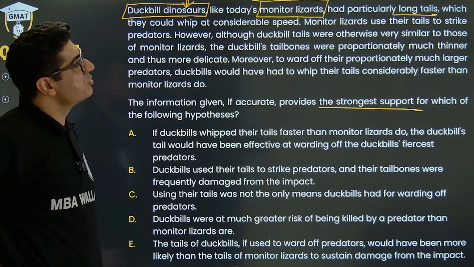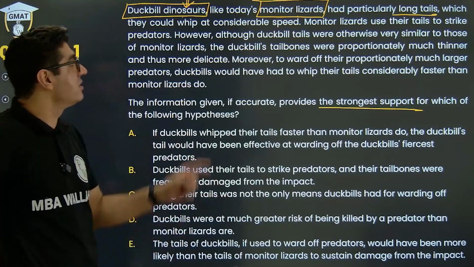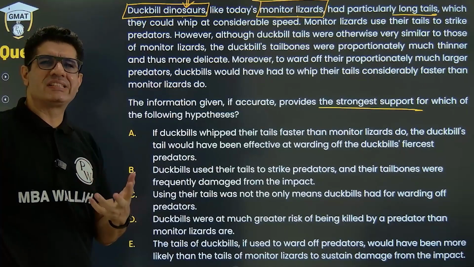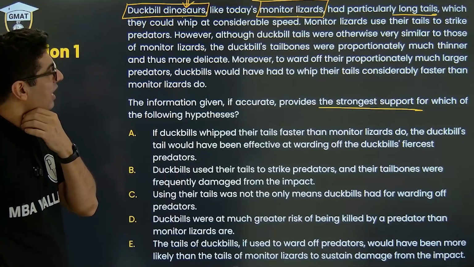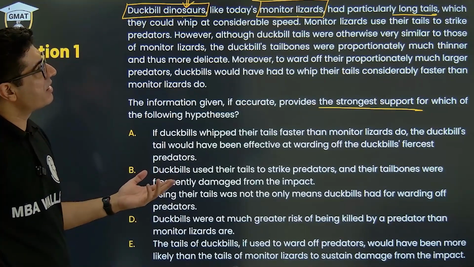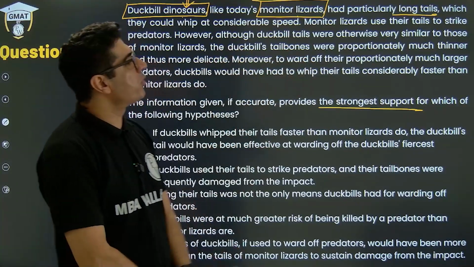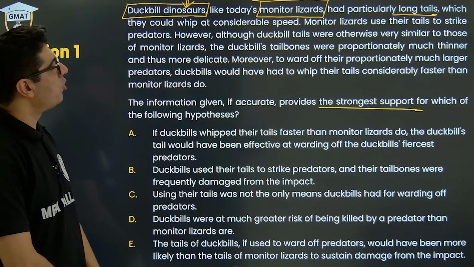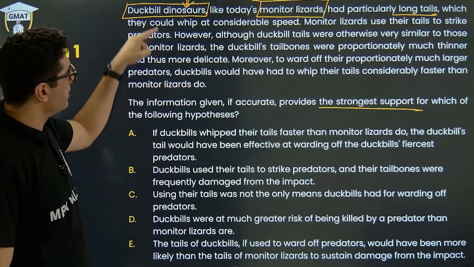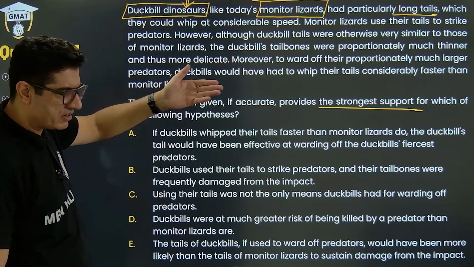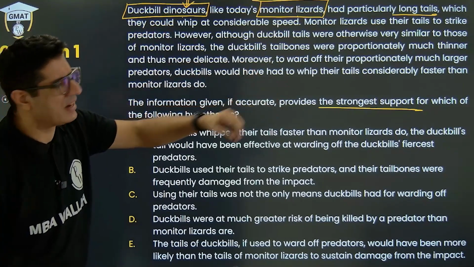Now, monitor lizards use their tails to strike predators. So if somebody were to attack a monitor lizard, that lizard will use its tail to, in a way, strike back, hit back at the predator. However, although duckbill tails were otherwise very similar to those of monitor lizards, the duckbill's tail bones were proportionately much thinner and thus more delicate. So now we are talking about a difference. Difference क्या है? Monitor lizard की भी tail है, इसकी भी है. Both of them can use their tail to whip. They can whip their tail at considerable speeds.